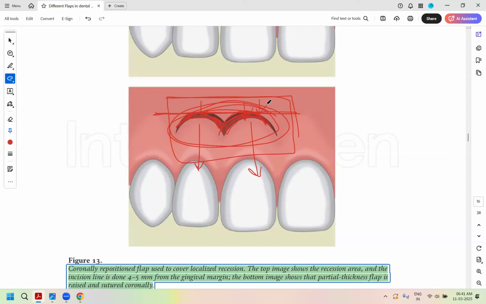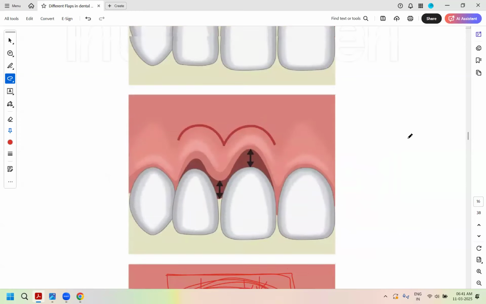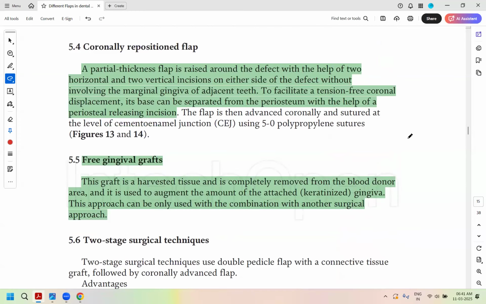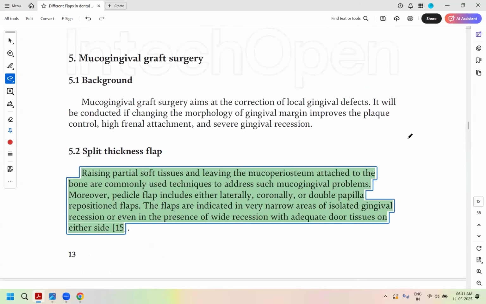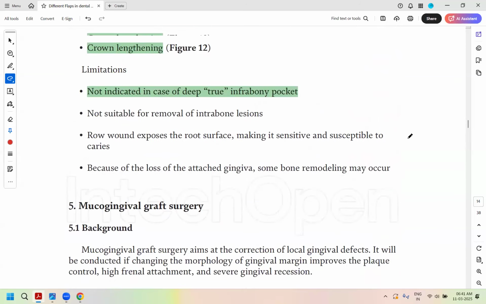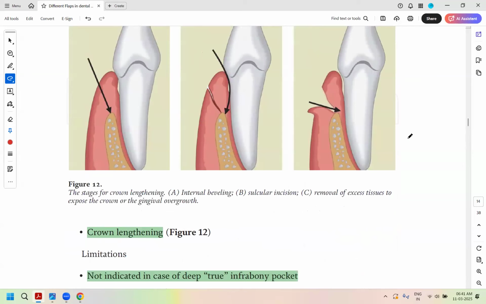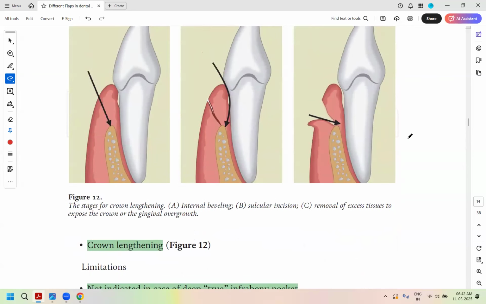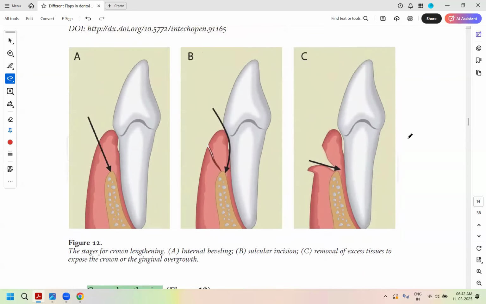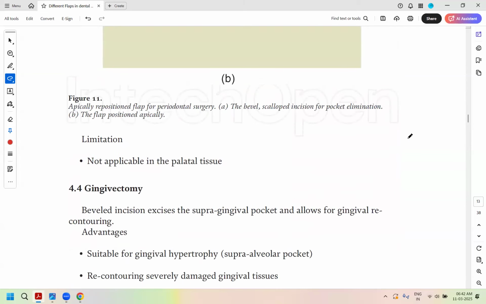This is your coronally positioned flap, everybody. It led to the coverage of the recession in the multiple sides. Now let's talk about apically positioned flap. Apically positioned flap, as the name says, is repositioning of your flap in the apical position by raising it.